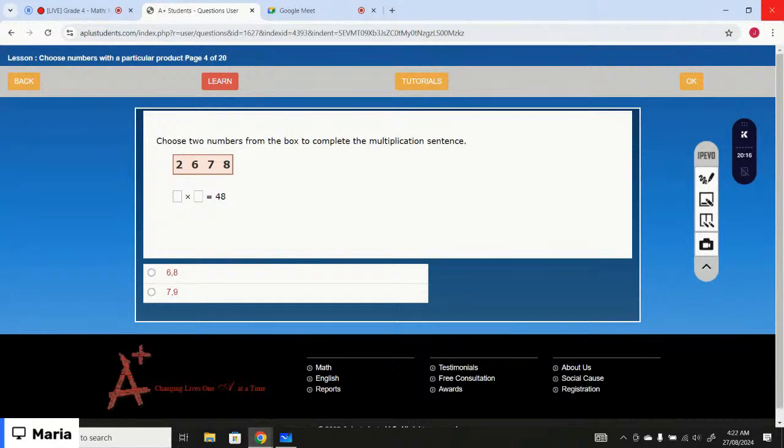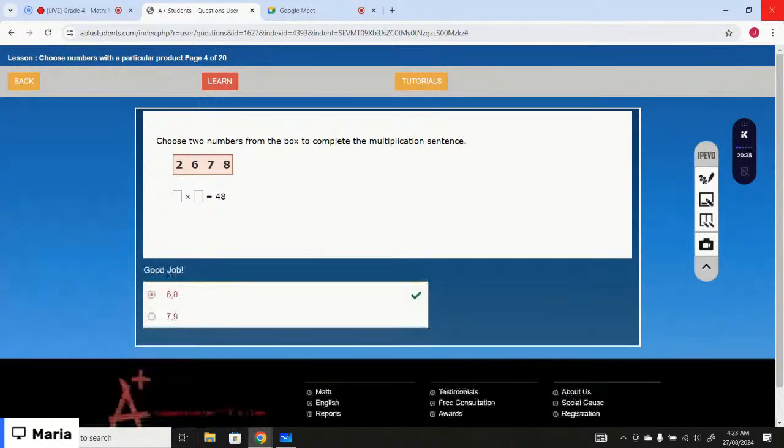The correct option is 6 times 8 is 48. That is option number 1. 6 times 8 is 48, right? The ones who are writing option 2, how? Can you please explain? 6 times 8 is 48, right?